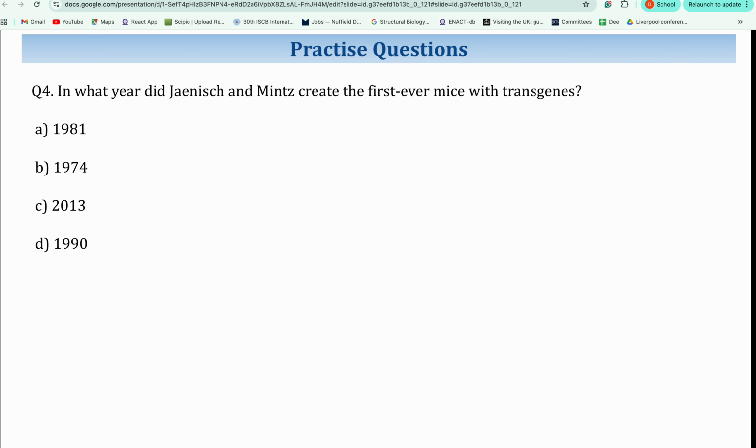Now let's move to the next question, which is: in what year did Jenish and Mintz create the first ever mice with transgenes? Option A 1981, option B 1974, option C 2013, option D 1990. So you need to tell in which year both these scientists created the first ever mice with transgenes.